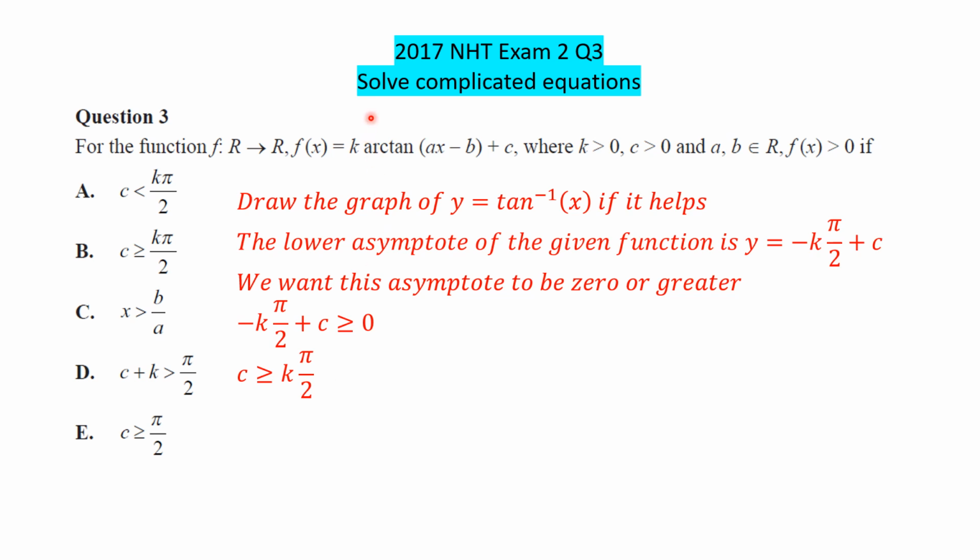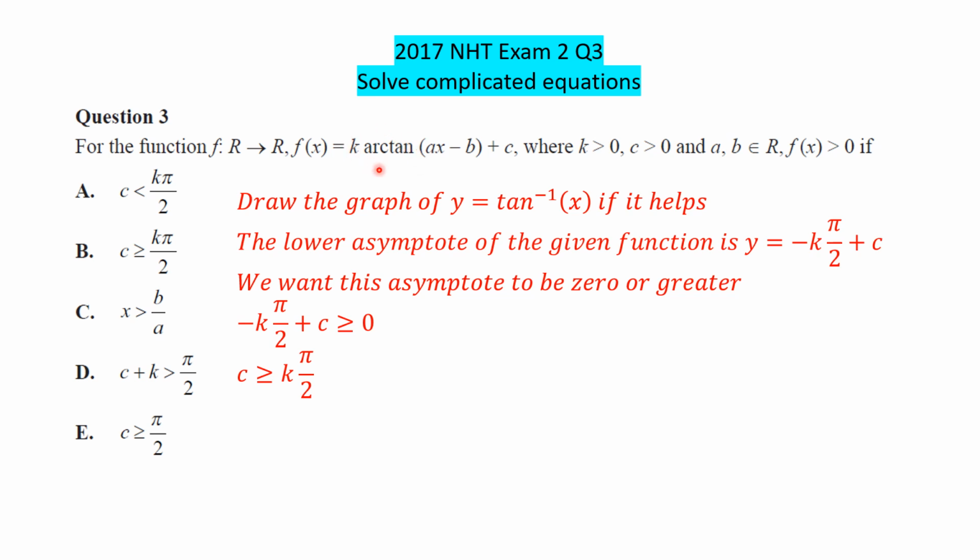So this question is about the range. You're given k times tan inverse of (a x minus b) plus c. These are all constants. So you need to work out for what value of c, f is always positive. In this case, you have to use the horizontal asymptote. We know that the horizontal asymptotes of tan inverse are negative pi over 2 and pi over 2.